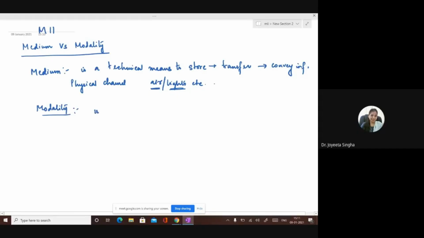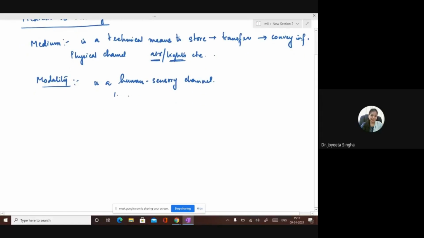Modality is a human sensory channel. We have also seen that there are several channels. The first one is the visual channel. Second is auditory, which is your hearing. Third is olfactory, which is nothing but smell. Fourth is the haptic channel, which is nothing but touch.